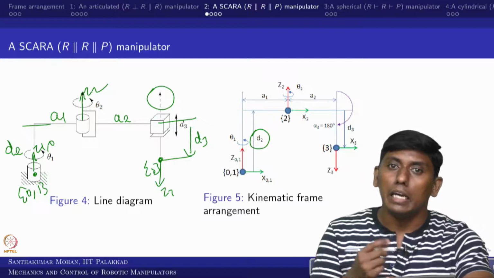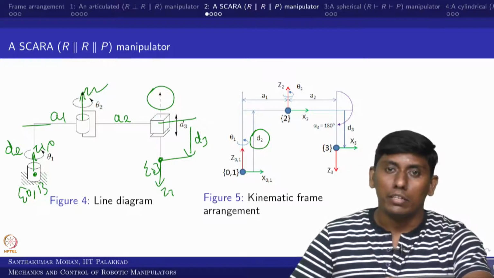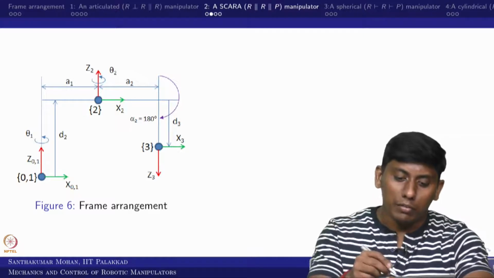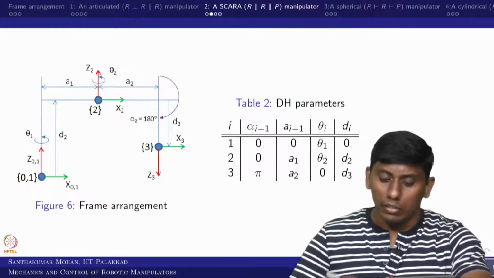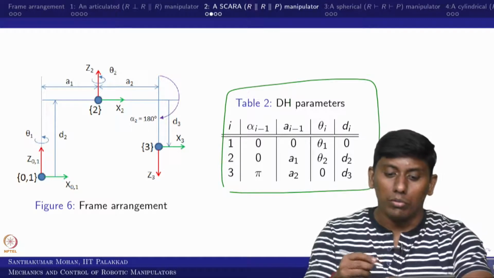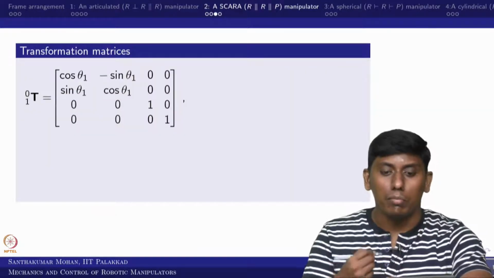Both finally give the same result. So we can check that. How can we check? We can first find the DH parameters. In this case the DH parameters are in this form. So what one can do is substitute that into the transformation matrices.